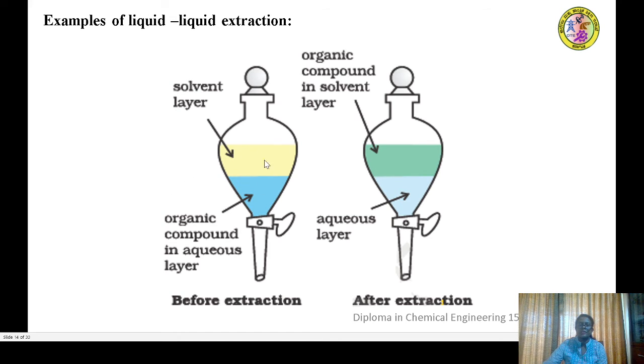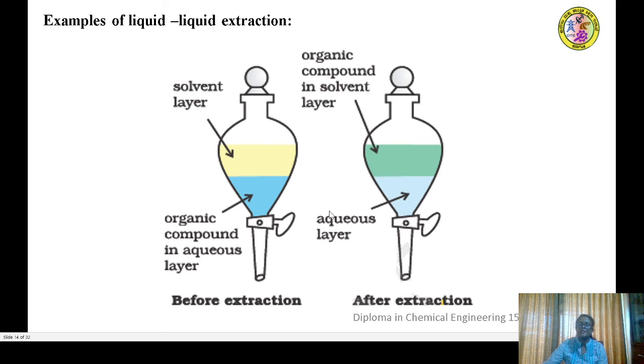So when the funnel is shaken, the two liquid phases will get thoroughly mixed in each other, and in that condition, the organic compound that was initially in the aqueous phase will get dissolved in the solvent phase. So due to that dissolution, or the transfer of component from this phase to this phase, at the end, if you allow the liquids to again separate out into two phases, the top layer is a mixture now. It is not a pure solvent.